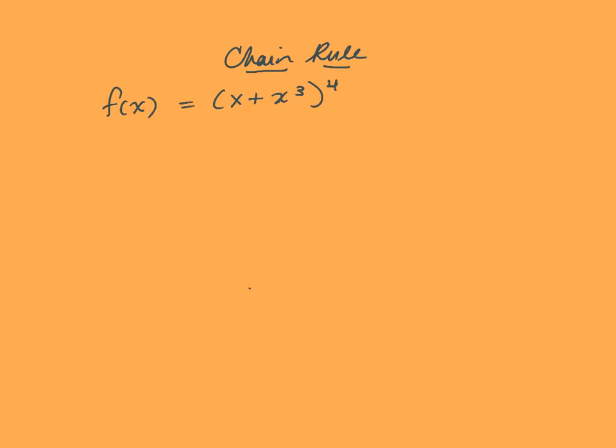So the chain rule is where you can notice that x plus x cubed is actually its own function, which I'm going to call u of x. And then you can see how f is really a function of u to the fourth, but then u is a function of x, which is x plus x cubed.